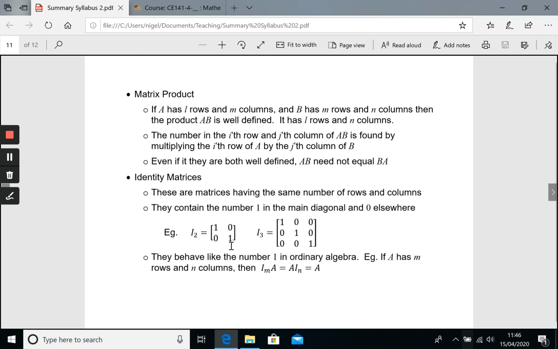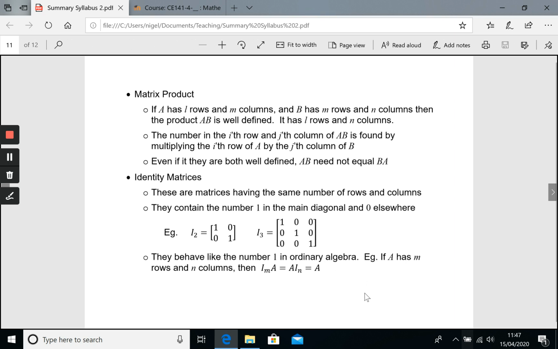They're always square matrices. That's to say they've got the same number of rows as they have columns, and they contain 1s in the leading diagonal, but 0s everywhere else in the matrix. So the 2 by 2 identity matrix is 1, 0, 0, 1, and the 3 by 3 identity matrix is 1, 0, 0, 0, 1, 0, 0, 0, 1.